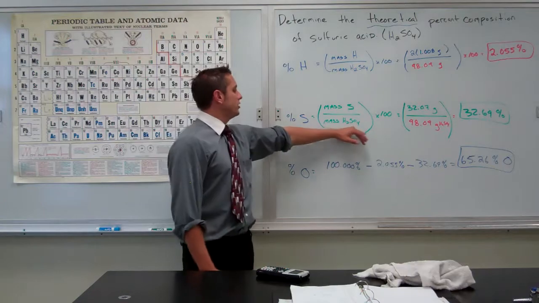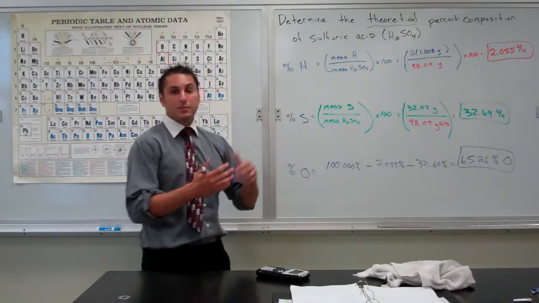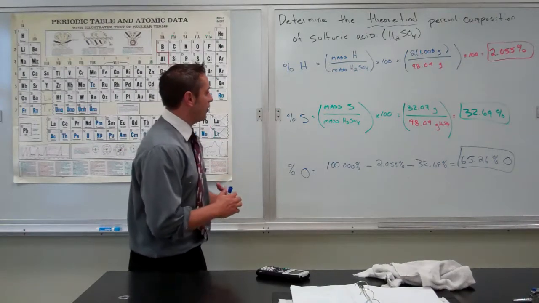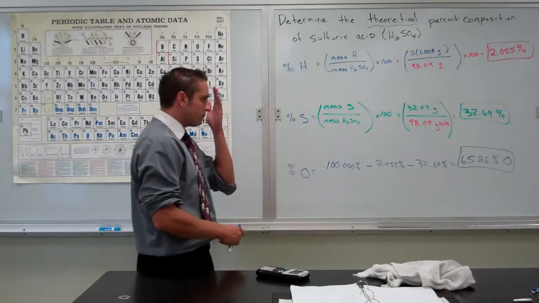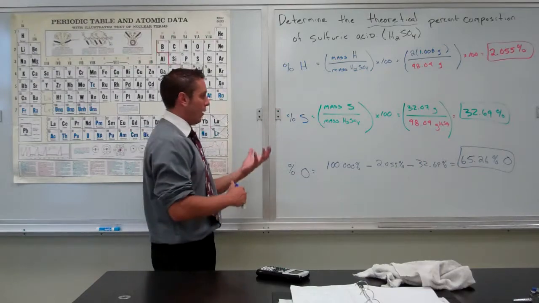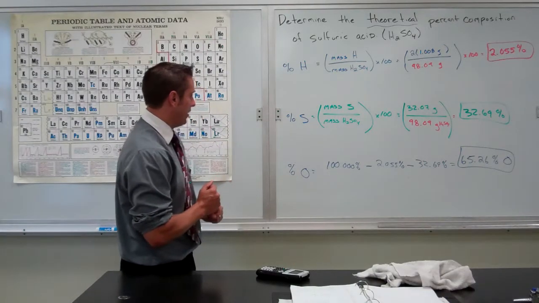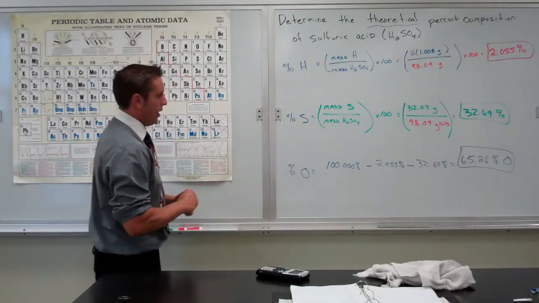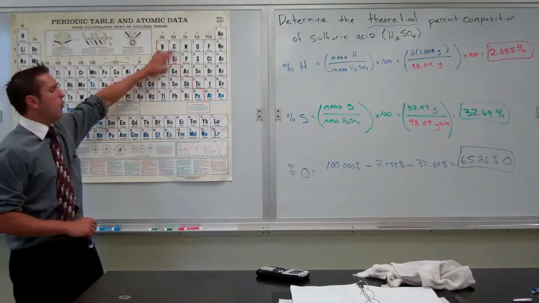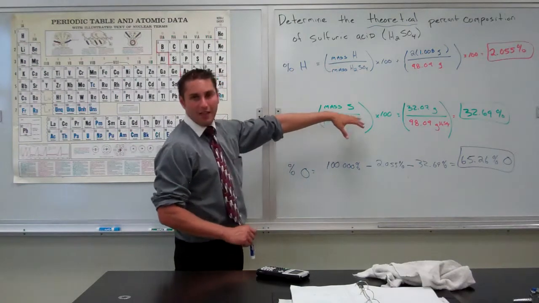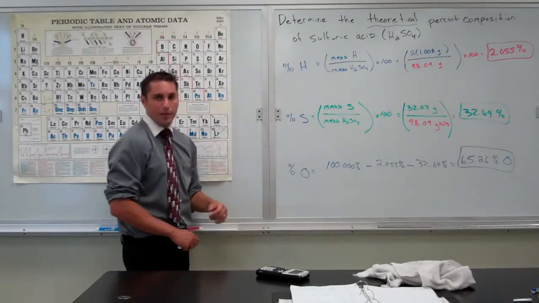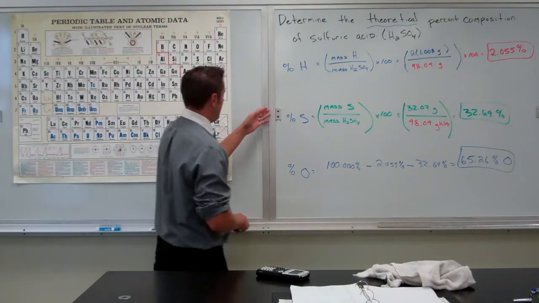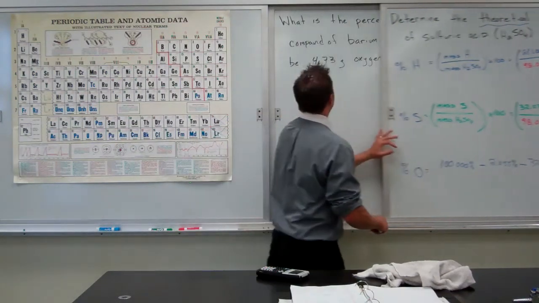If you prefer to do the mass of O over this, that's by all means going to be 100% correct. I will never take points off for solving a problem correctly just using an alternate method. So that's how we tackle a theoretical percent composition problem. Notice we use the periodic table and we have to multiply by the number based on the formula that is there. Let's take a look at how we do an experimental percent compound.